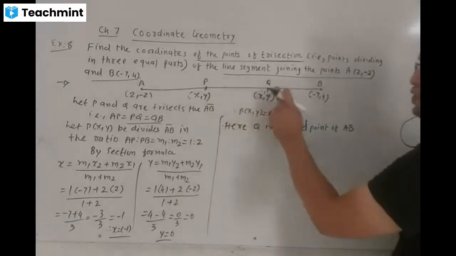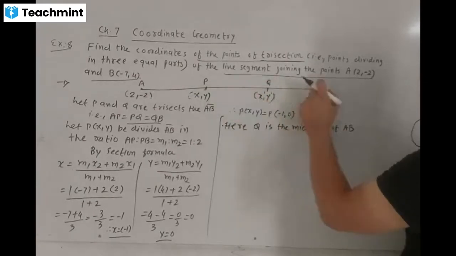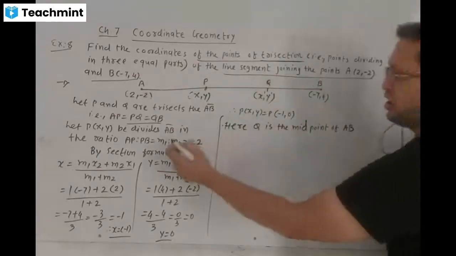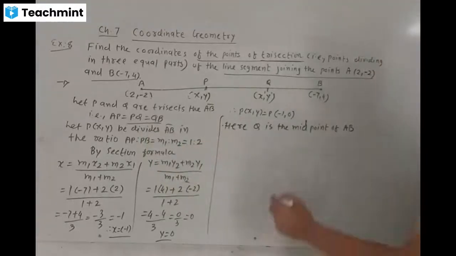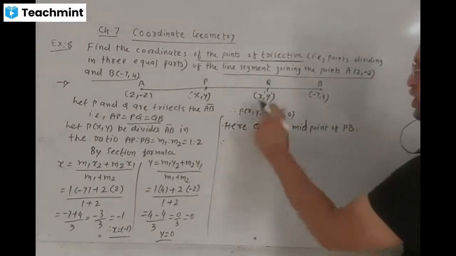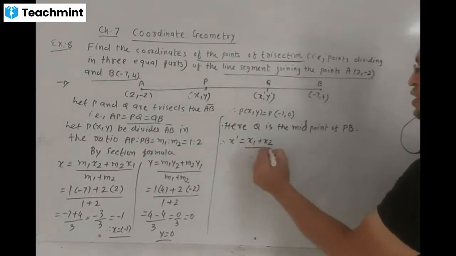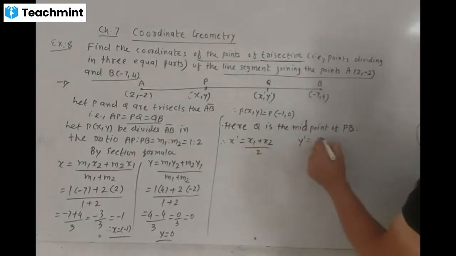So Q is the midpoint of PB, because PQ and QB are both equal in ratio. Therefore, x' is equal to (x1 plus x2) by 2, and y' is equal to (y1 plus y2) by 2.